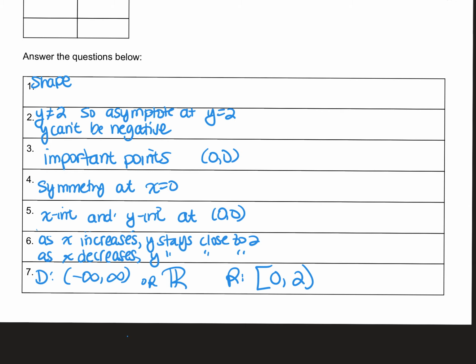And then the range is between 0 and 2, including 0. So we put the bracket around 0 and the parenthesis around 2 because we can't include 2.